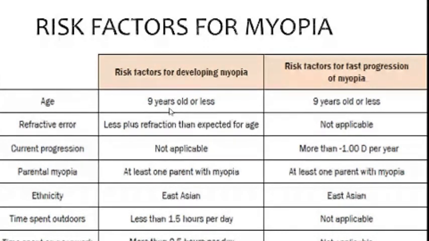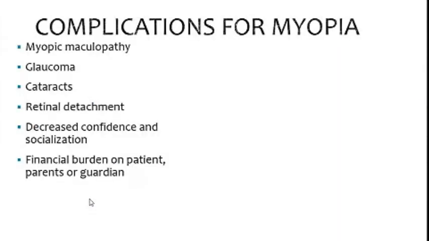So just to summarize what we've talked about, we've seen that when a child has an onset of myopia less than 9 years of age, they will likely progress fast. Less plus refractive error by the age of 7 is a risk factor for developing myopia as you go on. Parental history of myopia is a risk factor for developing myopia. Children who are from the East Asian ethnicity tend to have myopia more. Children who spend more time on digital devices and less time outdoors are at risk of developing myopia.